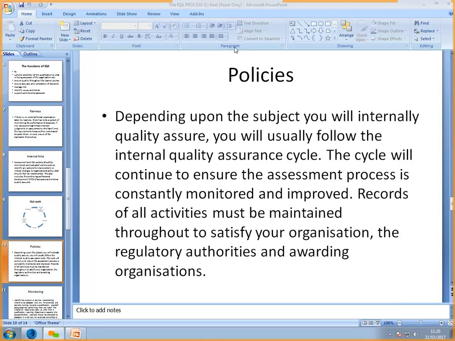Depending on the subject you will internally verify. Your internal policy, you will usually follow the internal quality assurance cycle, which we mentioned last time. It was plan what you're doing, do it, look at what you've done, and then you follow the cycle again. The cycle will continue to ensure that the assessment process is constantly monitored and improved where necessary. Records of all activities must be maintained throughout to satisfy your organisation, the regulating authorities, and, more than anything, the awarding bodies.